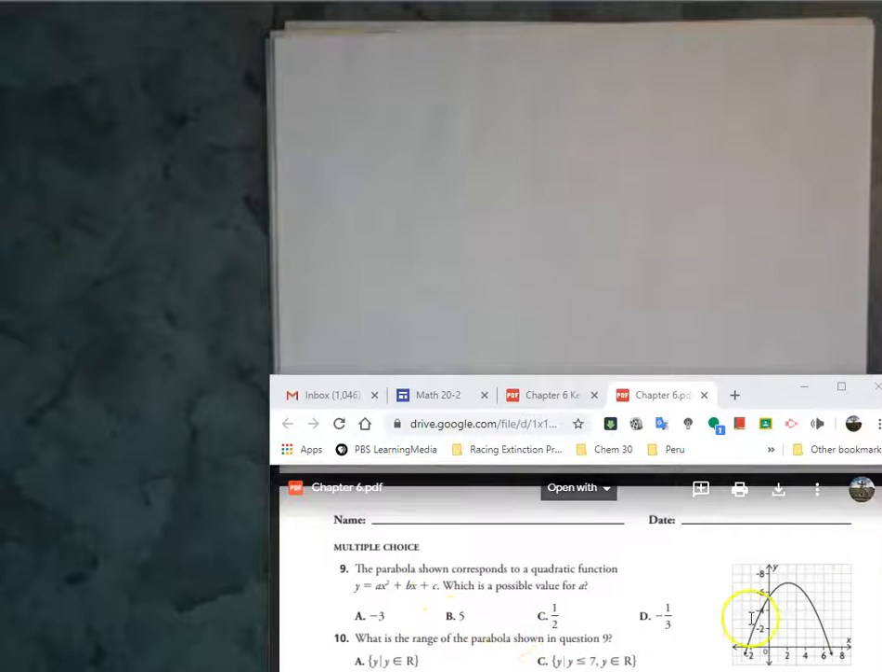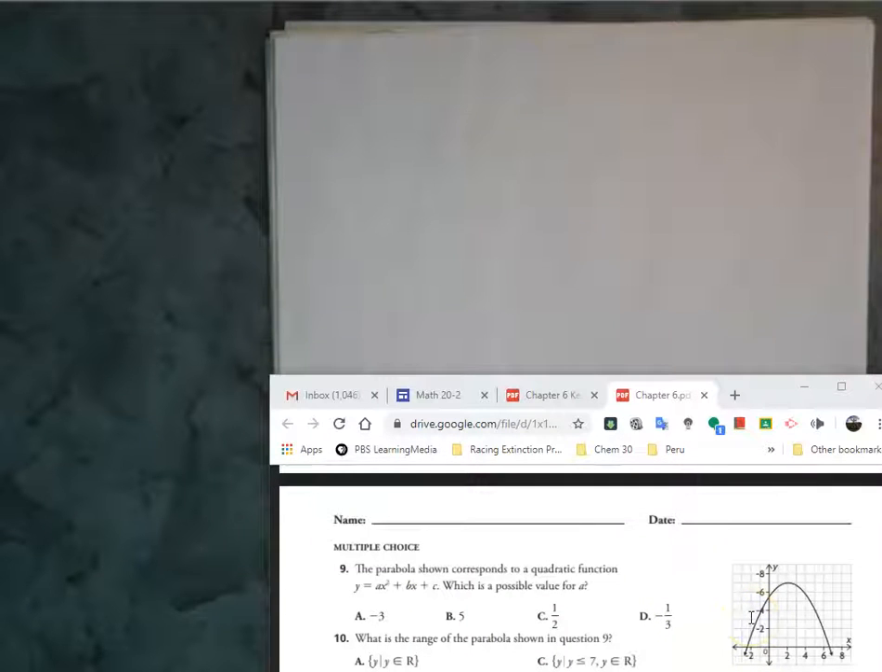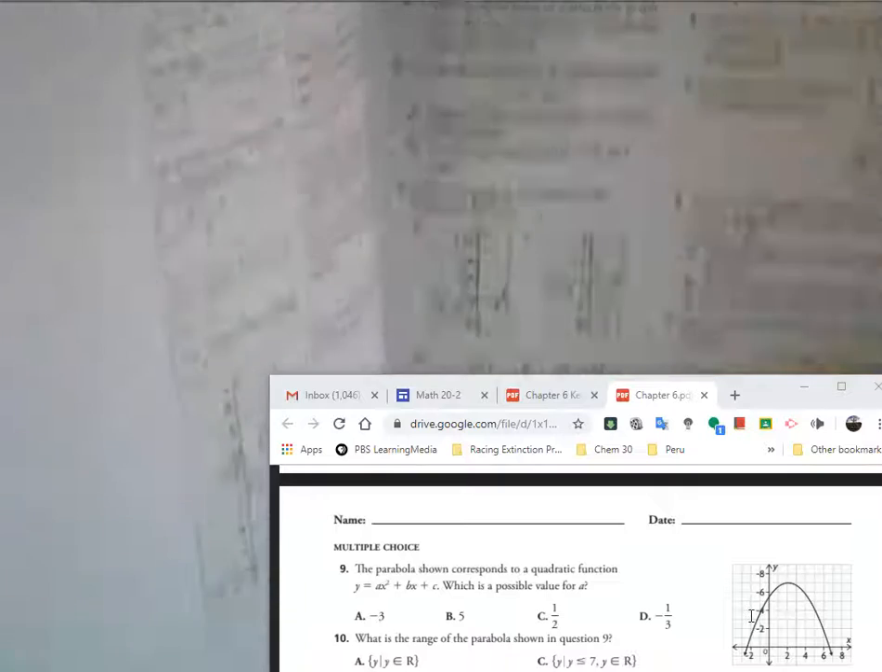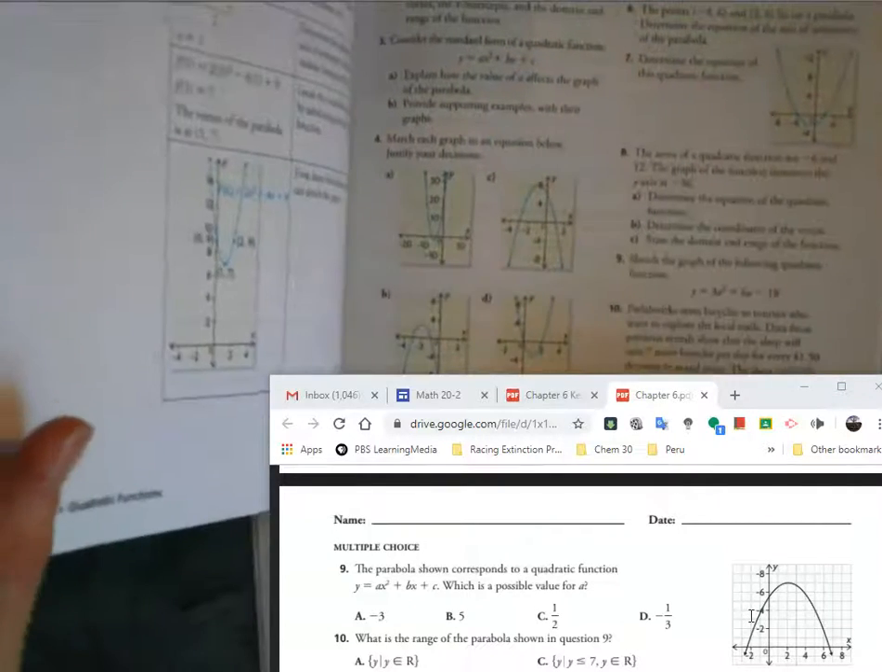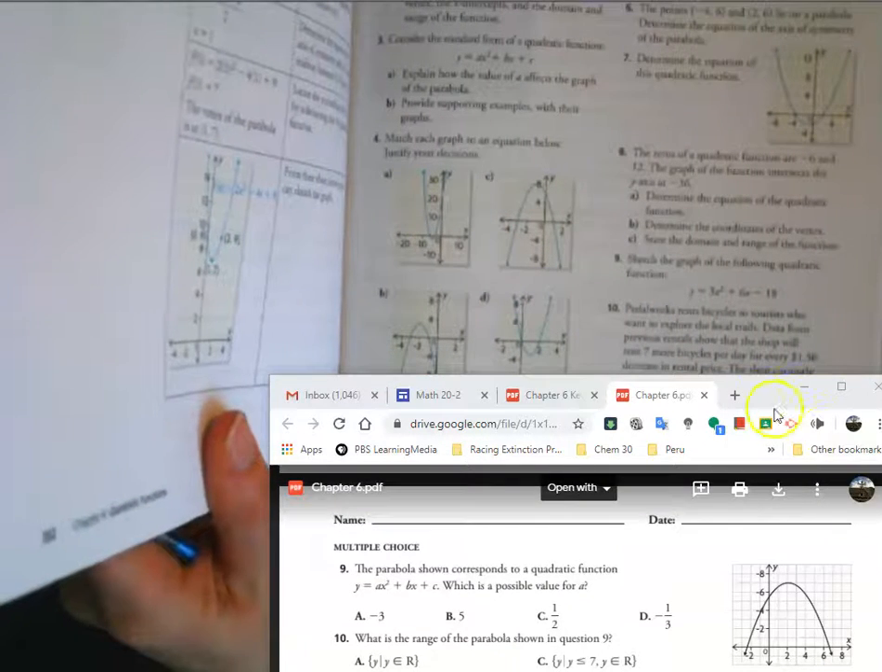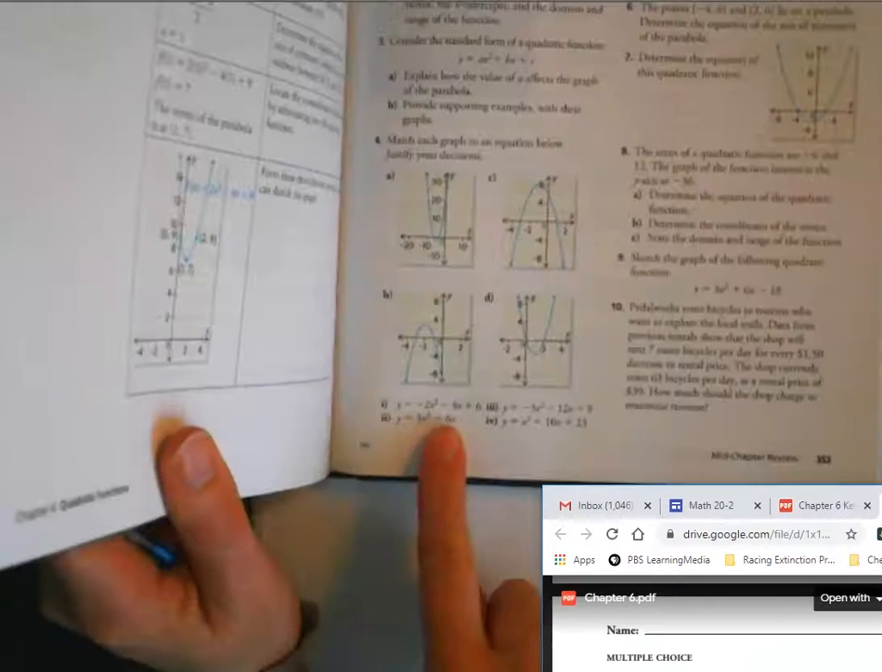So I wouldn't worry too much about this one, in the sense that I wouldn't give you a question like this on a test. I'd be more likely to give you a question like the one in your textbook on page 353, question 4, where you're given 4 different graphs and you have to match them to the equation below. I'll put it up here a second so you can see what I'm talking about. You can see some of the different graphs that would be possible, and then they give you the equations here.